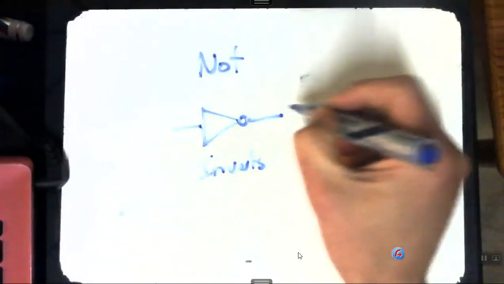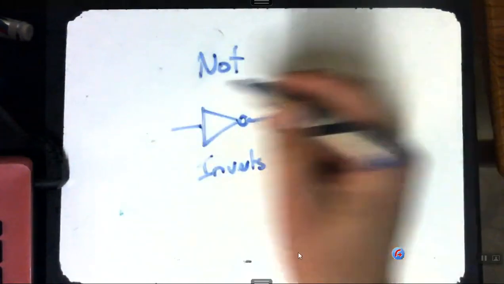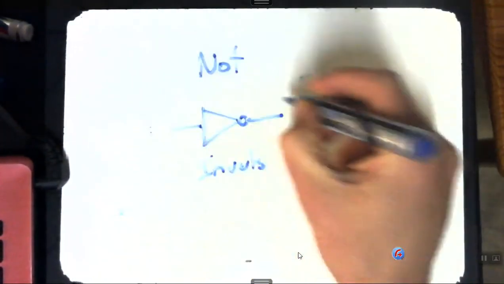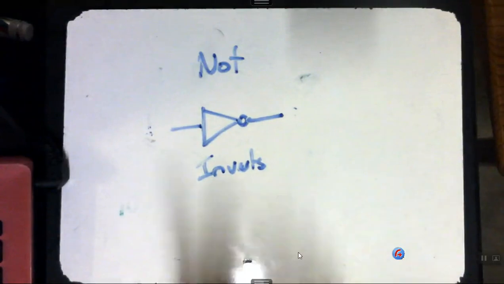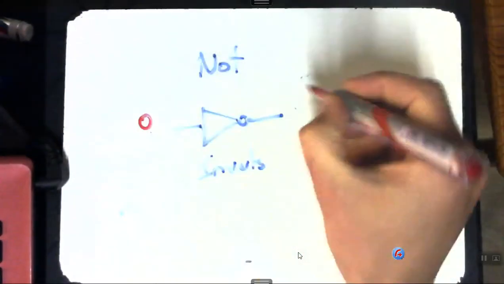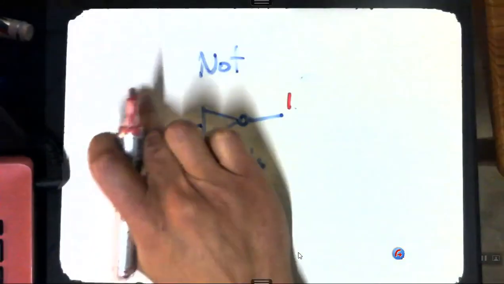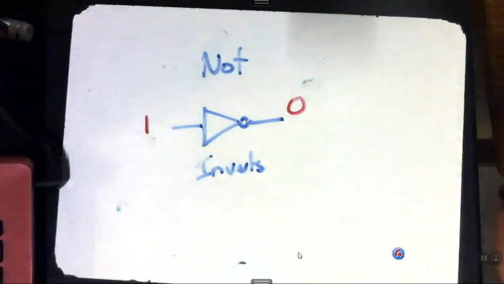So if it's on, it turns it off. If it's off, it turns it on. If it's a 1, the opposite of 1 is a 0, and the opposite of a 0 is a 1. So if you have an off signal, it turns it on, and if you have an on signal, it turns it off.